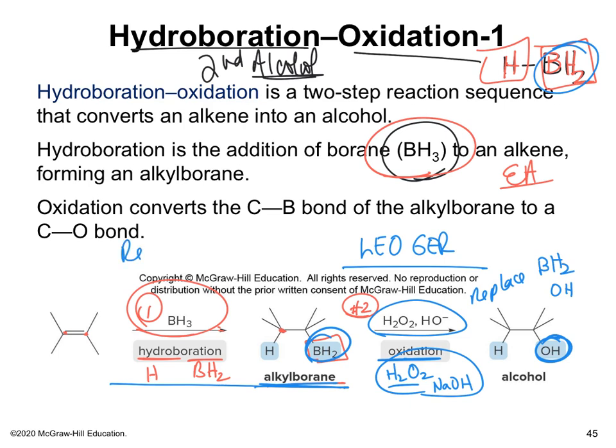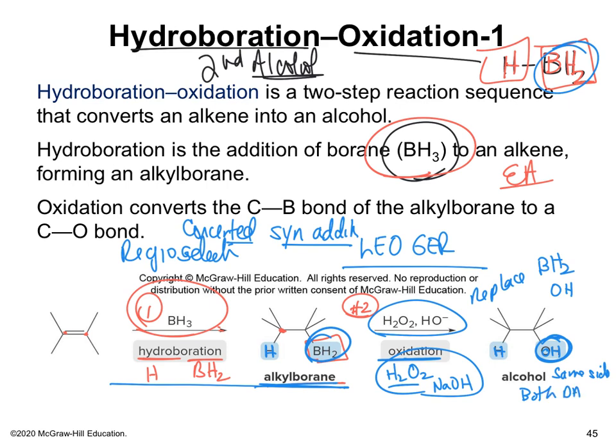Now, not only is this regioselective, you're going to find that it's concerted, and that means this is going to be syn addition. Okay, so that means the H and the OH are going to add on the same side. Okay, so that means you're going to have both dashes or both wedges. And that's how you do syn addition. So you're going to have some dashes or wedges.